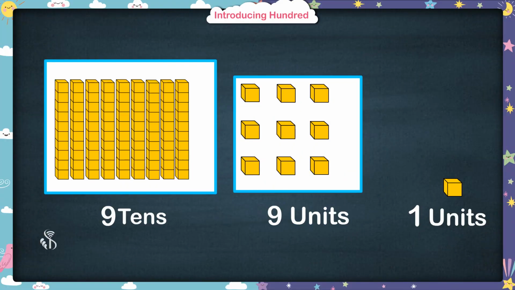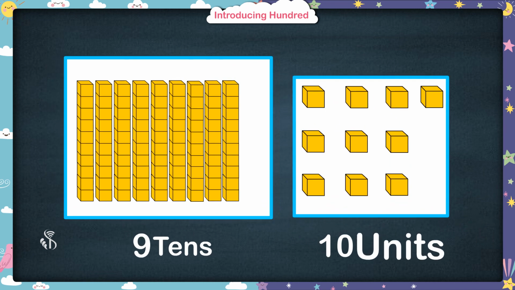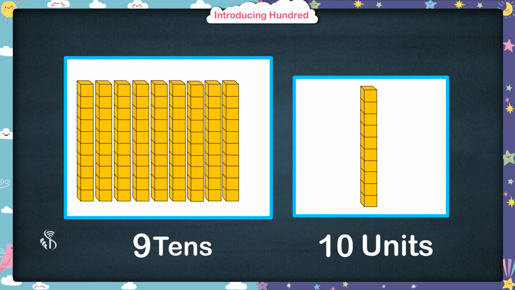Children, there is no digit bigger than 9. If we add 1 unit to 9 units, it will make a 10. When there are 10 units in the units place, make a bundle of them and then place it in the house of tens on the left.